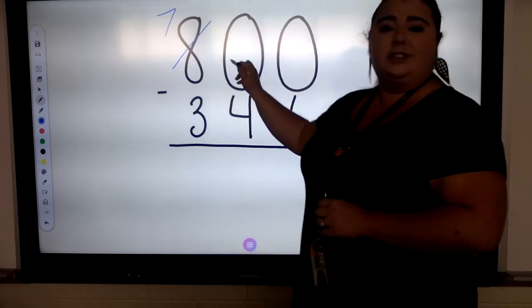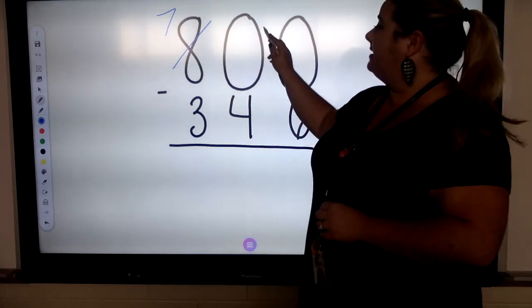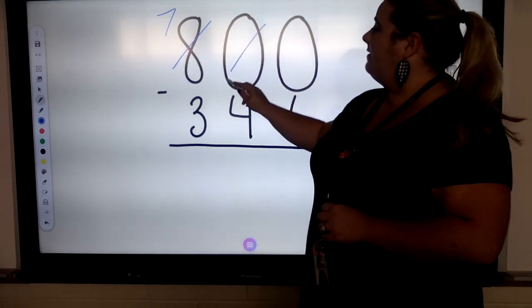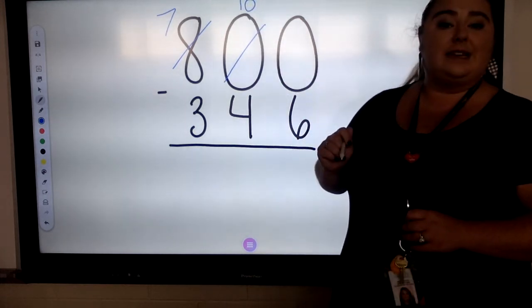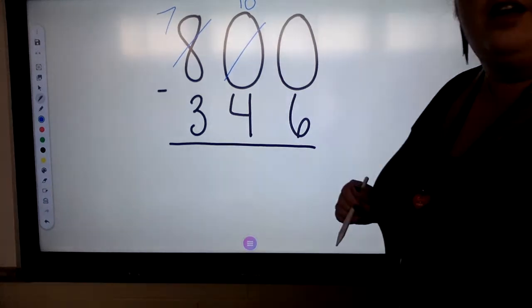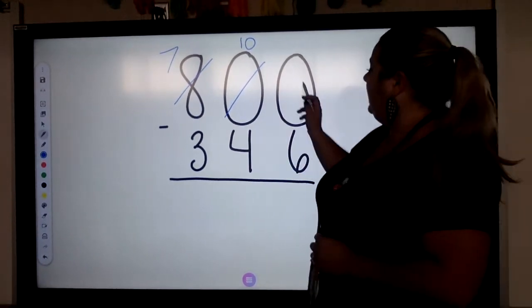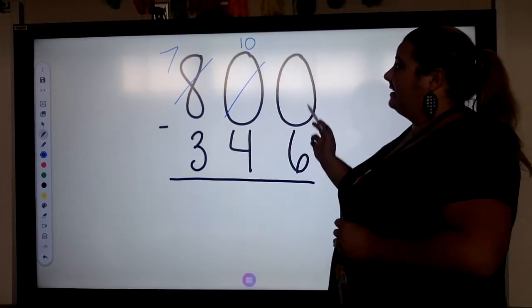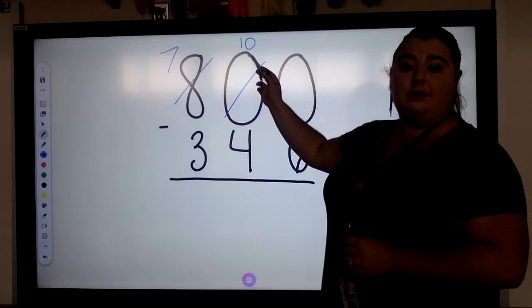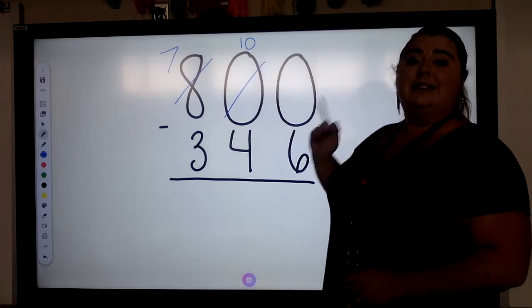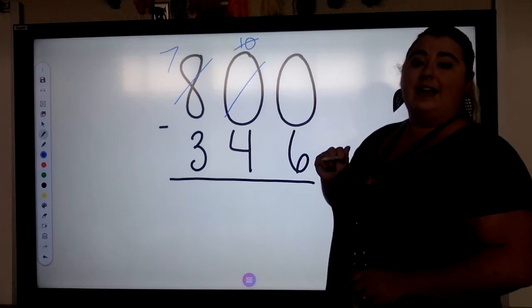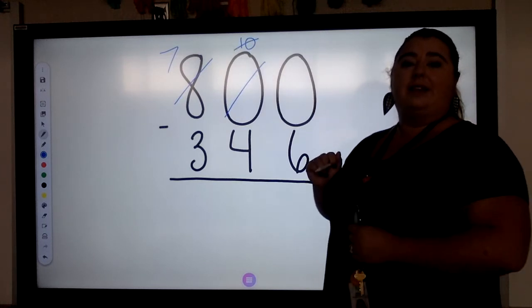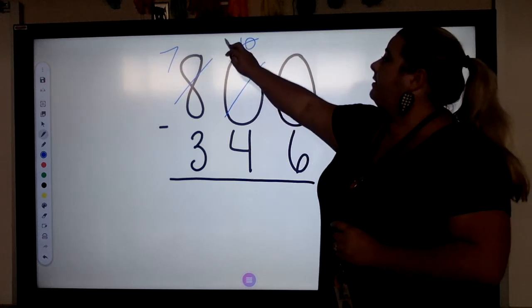That 1 I just took away from the 8, I'm going to give to this neighbor. If I have a 0 and I place a 1 in front of it, it now becomes a 10. Also, now I have 0 take away 6. Can I borrow from this neighbor now, because the neighbor is now 10? Yes. So I'm going to borrow from this neighbor. If I take 1 away from 10, what am I left with? I'm left with 9.